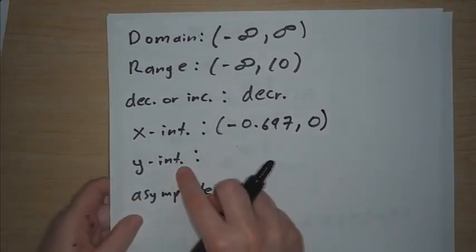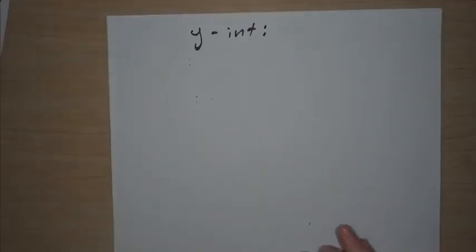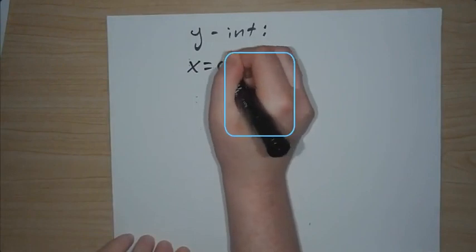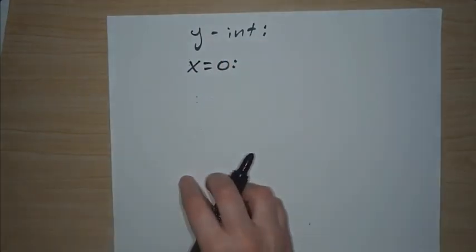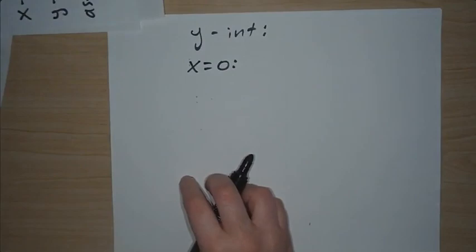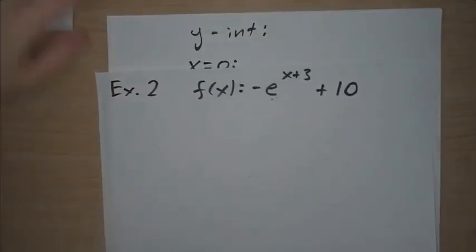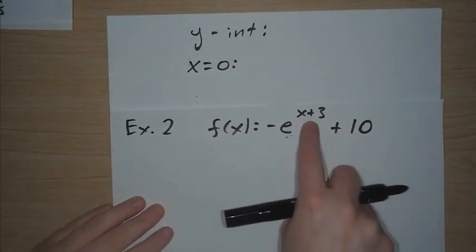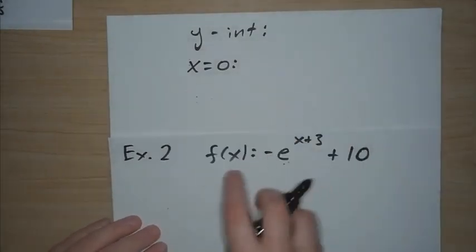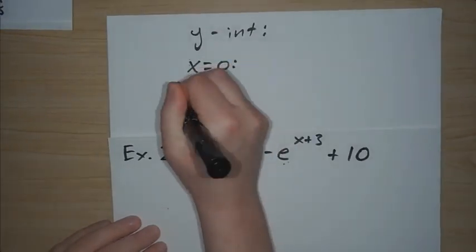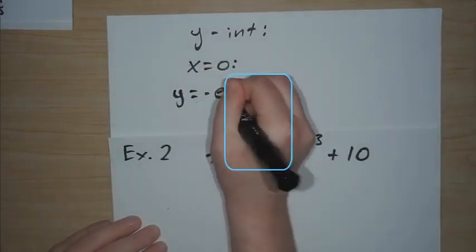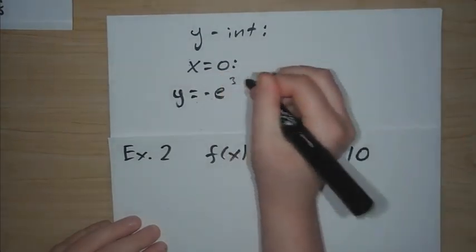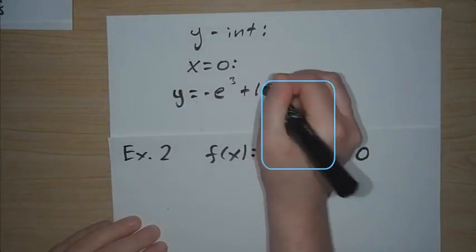We'll next solve algebraically for the y-intercept. For the y-intercept, this is when x is equal to 0. So going back to our function, we have f of x is equal to negative e to the x plus 3 plus 10, and our x is going to be 0. Substituting y for f of x, we have y is equal to negative e, and when x is 0 here, it'll just be 3 up there, plus 10.